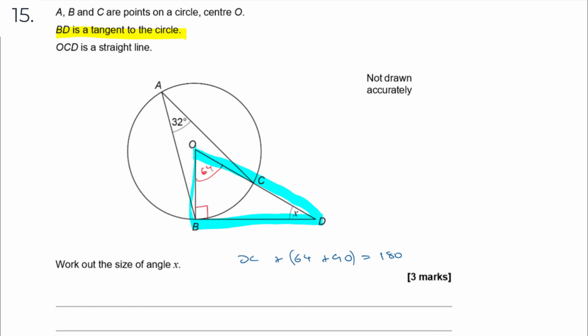So if I add those two together, that's x plus 154 is equal to 180. So taking 154 away from both sides, then x is going to be 26, isn't it? So that's my answer, x is 26.